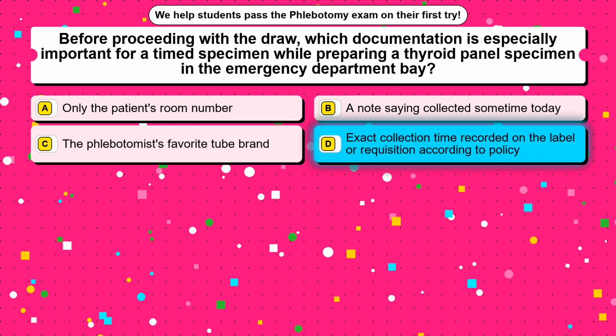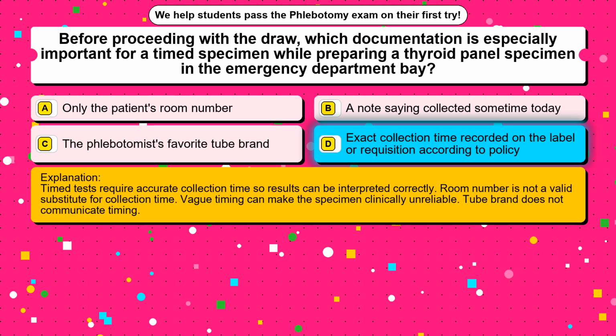The correct answer is option D. Exact collection time recorded on the label or requisition according to policy. Timed tests require accurate collection time so results can be interpreted correctly. Room number is not a valid substitute for collection time. Vague timing can make the specimen clinically unreliable. Tube brand does not communicate timing.